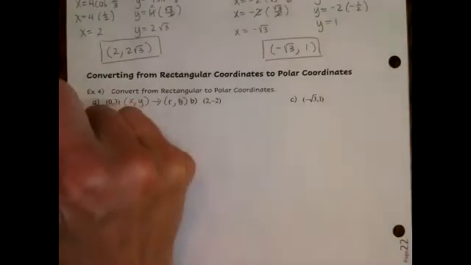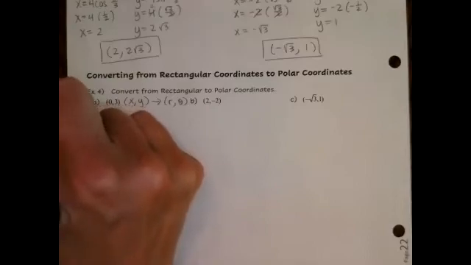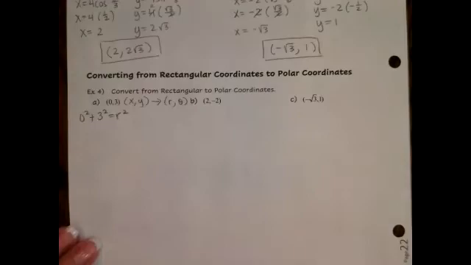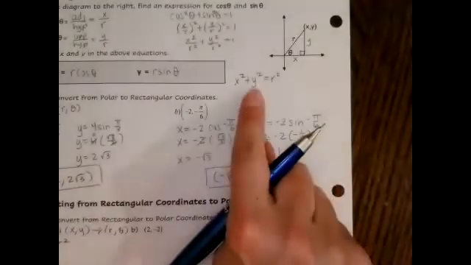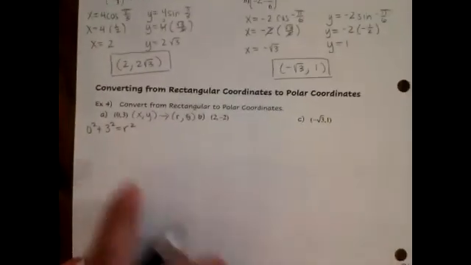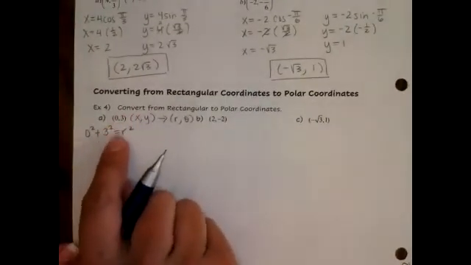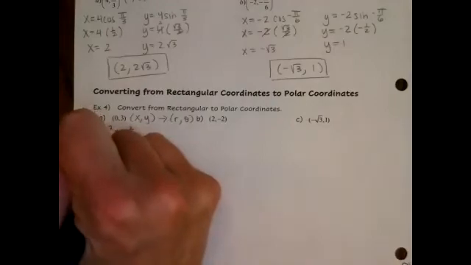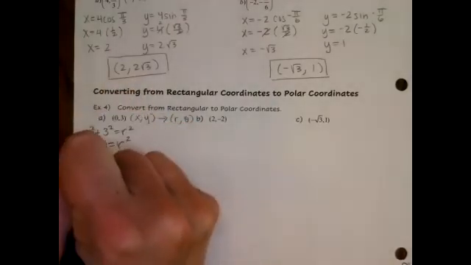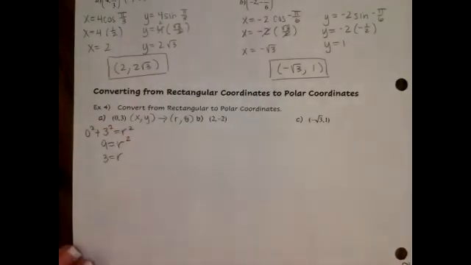That's the easier part. So I square 0 and I square 3, and that is going to be equal to r squared. I'm using this right here, x squared plus y squared equals r squared. So I've squared my x term, I've squared my y term to get that. And so we get 9 is equal to r squared. And so 3 is equal to r.